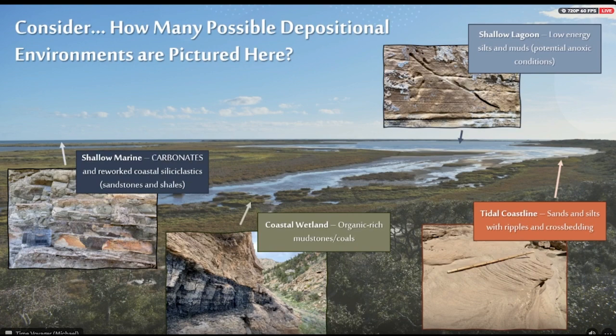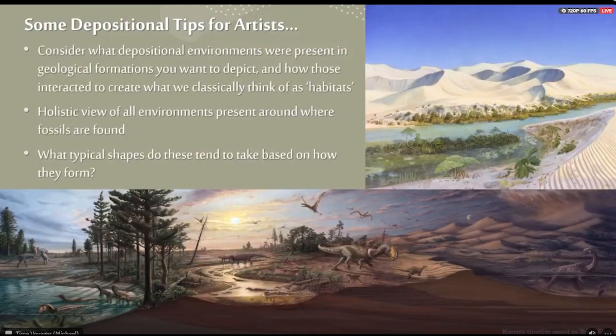That's the Gulf of Mexico. And so that's going to be your shallow marine stuff. You're going to have maybe carbonates out there, limestones, and reworked coastal siliciclastics like siltstones and sandstones and shales. So even just in this one image, you can really see a lot of depositional environments that you could represent in paleoart. So some quick tips based on depositional environments for you all.